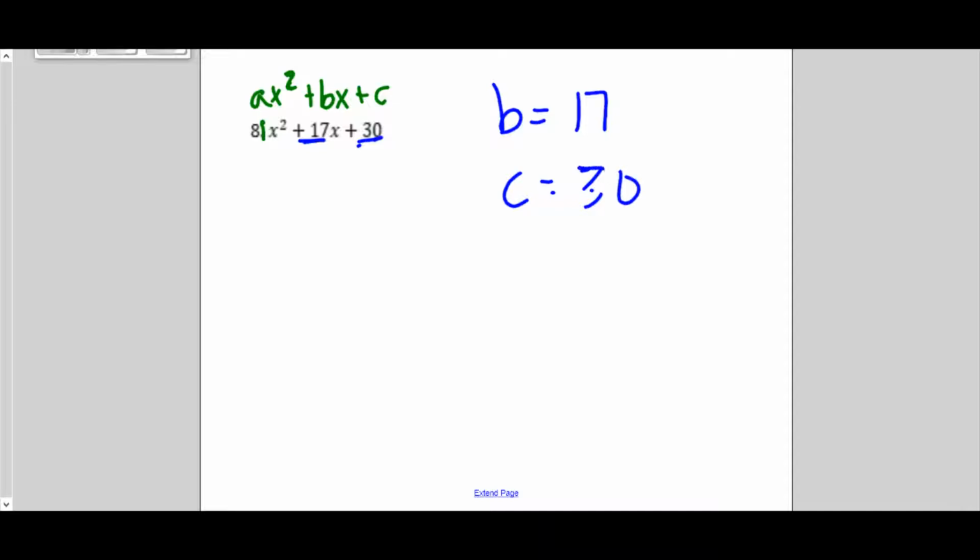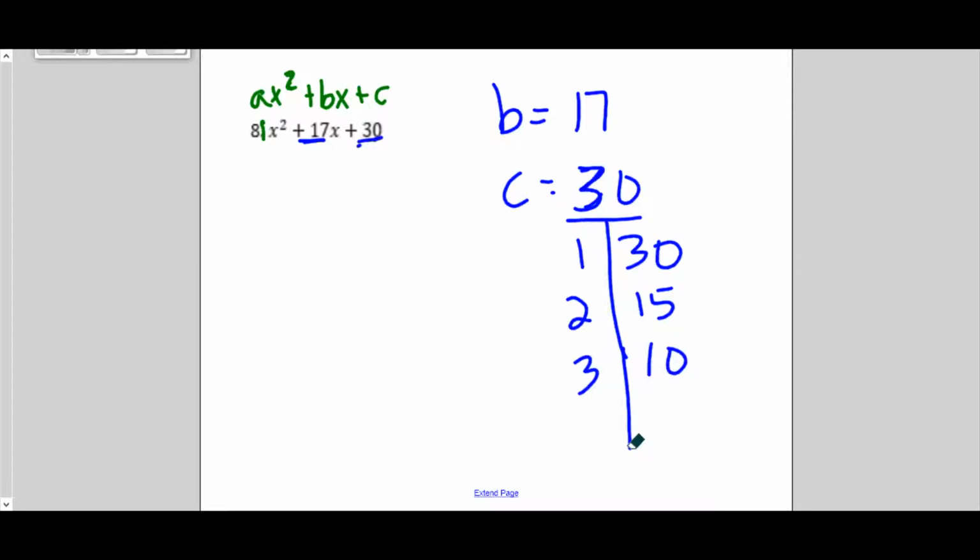So I am going to list the factors of 30. The factors of 30: 1 and 30, 2 and 15, 3 and 10, and 5 and 6. So those are all the factors of 30. Now I want to pick the two factors of 30 that multiply to 30 and add up to 17. If we look at our factor list here, 2 and 15 add up to 17.